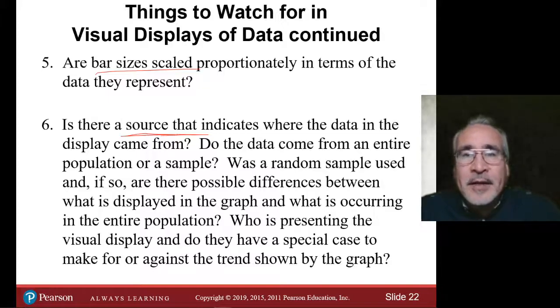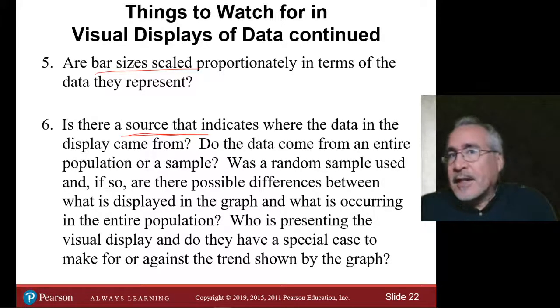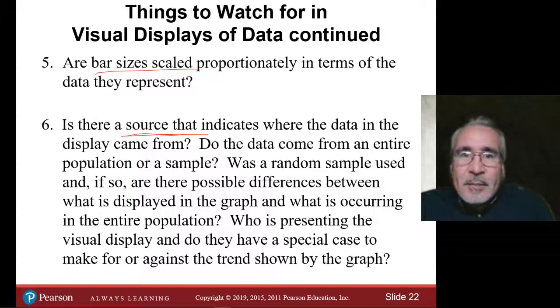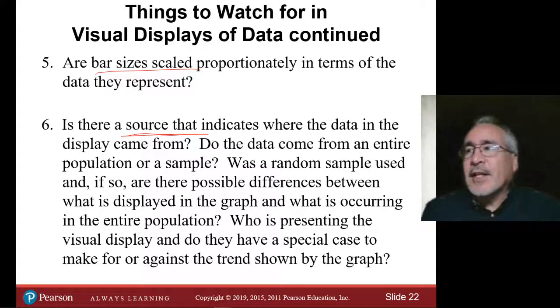Regardless of how you feel about guns, if a survey or a study was done on whether there should be more gun regulation or not, and one group does it, say the National Rifle Association, that's suspect. If the other group does it, a society that really doesn't want guns at all, it's suspect. Maybe we want someone in the middle, a neutral source doing some of these studies. So look for the source.